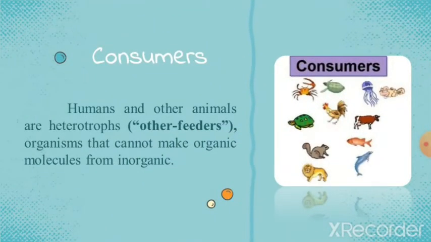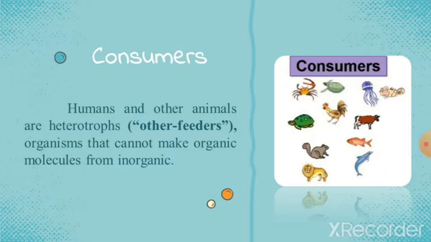In contrast, humans and other animals are heterotrophs, also known as other-feeders, organisms that cannot make organic molecules from inorganic ones. Therefore, we must eat organic material to get our nutrients and provide energy for life's processes. So most ecosystems depend entirely on photosynthesis for food. For this reason, biologists refer to plants and other autotrophs as producers, and heterotrophs, in contrast, are consumers because they obtain their food by eating plants, by eating animals, or animals that have eaten plants.